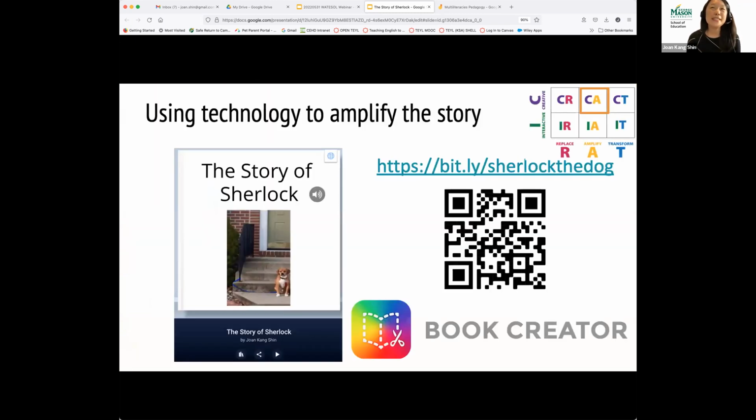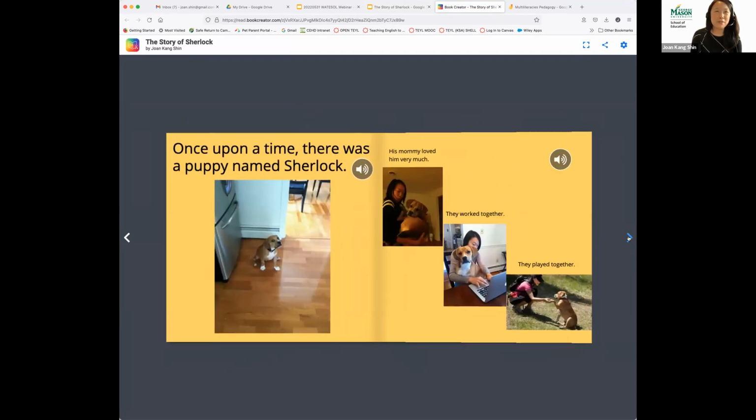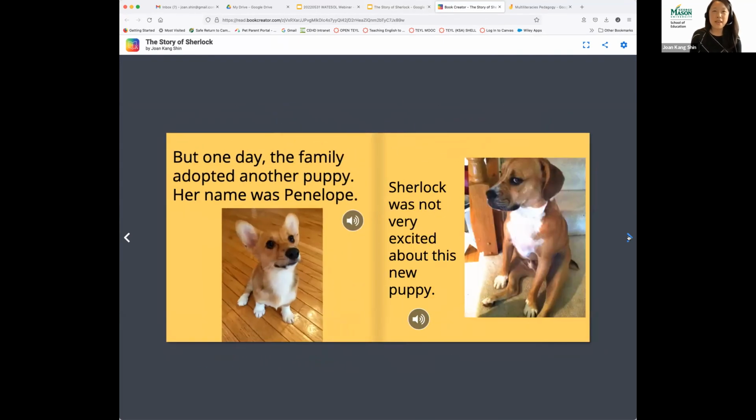All right, now I'm going to continue the story, but using Book Creator. I shall continue it to show you how you can integrate audio as well as video to just the images and text. All right, so we've gotten this far.